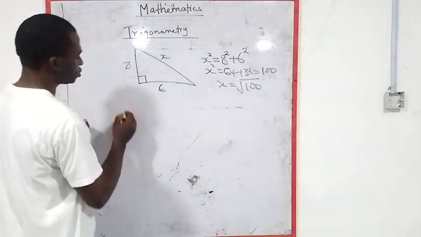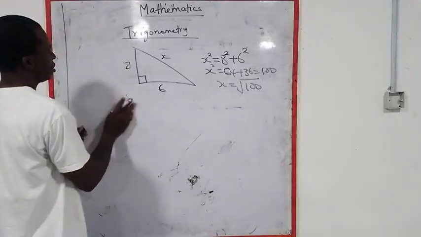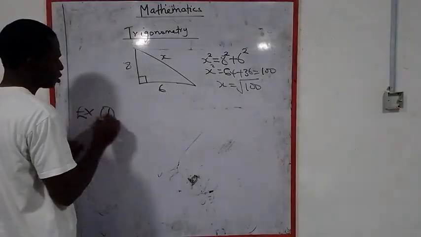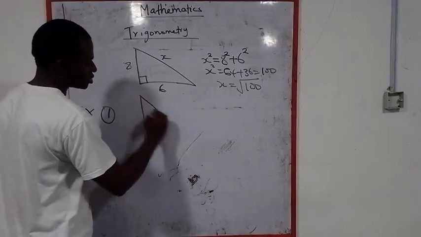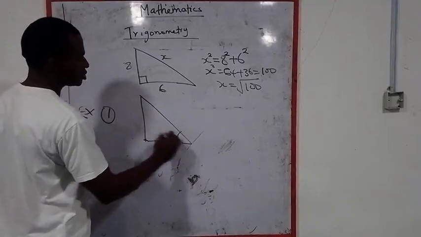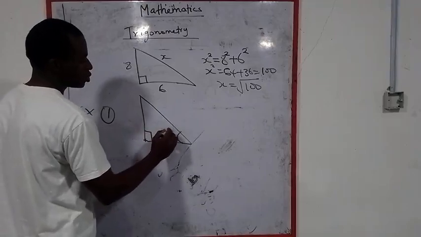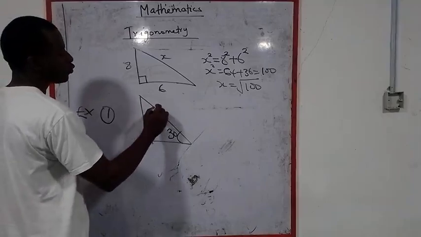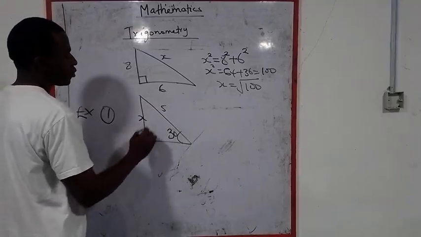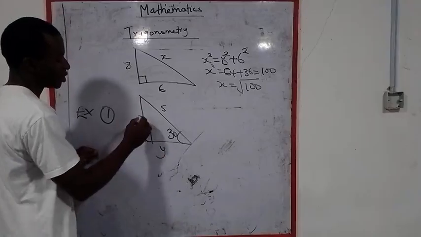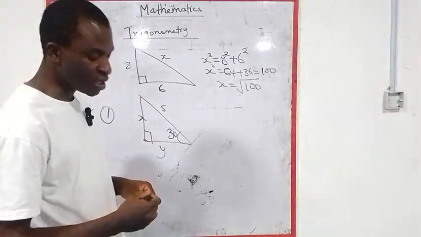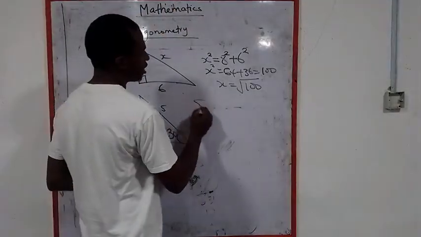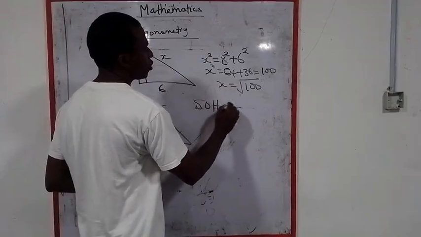So the first thing I want to talk about is Example 1. Take for instance this angle, let me say 30 degrees, and we are given 5. We are asked to look for x and y. What you are having here is very simple. All you just need to know is we need to write this very well.